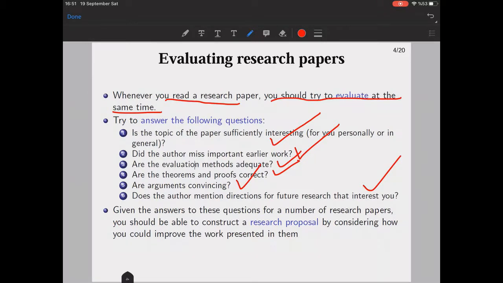Given the answers to these questions for a number of research papers, you should be able to construct a research proposal. This is very important. We talked about this by considering how you could improve the work presented in them. That's what you're trying to do. That would be your contribution. That's why it's important.